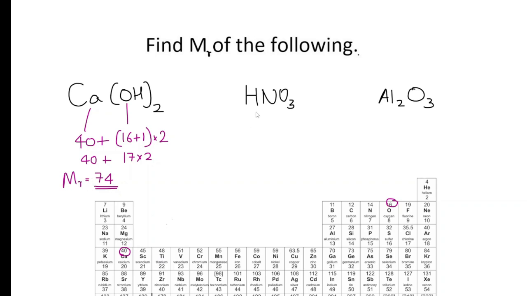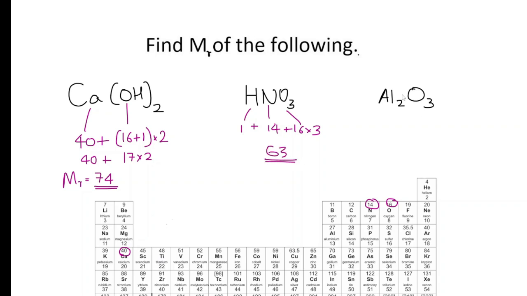Let's do the same thing for nitric acid. HNO3 is nitric acid. Hydrogen is 1. Nitrogen is 14. Oxygen, we've used it a couple of times now. That is 16, but you have to multiply it by 3 because there's a 3 here. 16 times 3 is 48. Add 14 is 62. Add 1 is 63. That is the Mr of nitric acid.